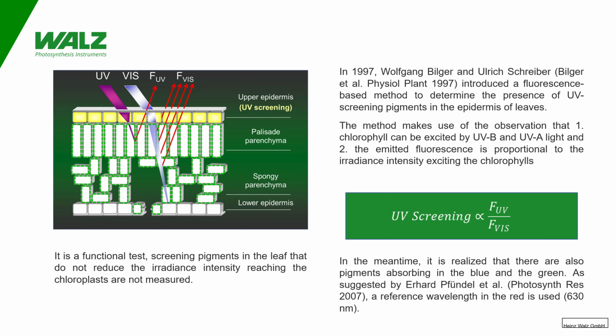In the original methods, blue-green light was used as reference, but since we know now that blue and green light can also be screened, in the leaf state analyzer, red 630 nanometer light is used as reference, as suggested by Erhard Fündel and co-workers in a paper published in Photosynthesis Research in 2007. However, as will be explained below, the determination of screening requires a more complex calculation.